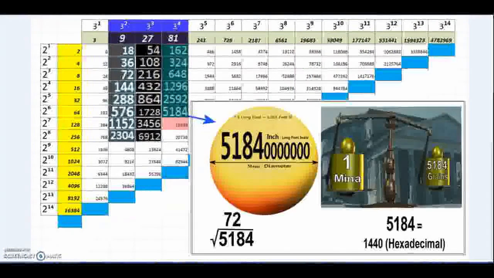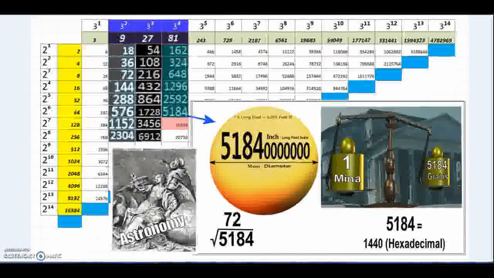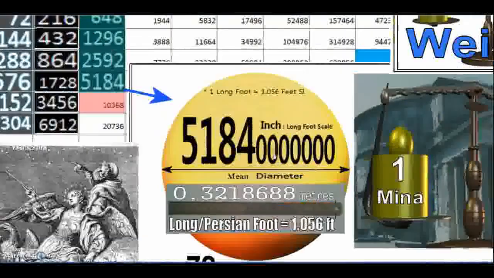5184, that's the next. We just double 2592. Well, on the long scale again, we get the Sun, and even, again, ancient Greco-Roman systems of weights and measure, 5184 grains. Astronomy, weight, and again this Persian foot.